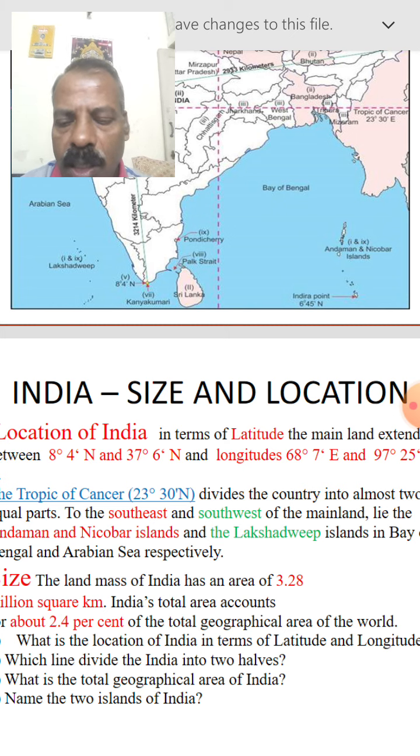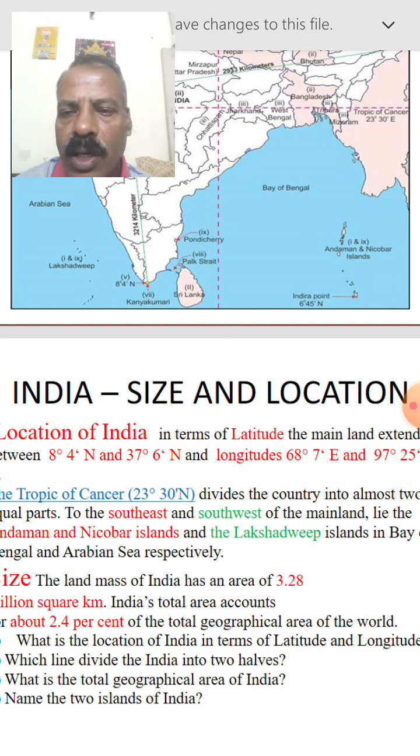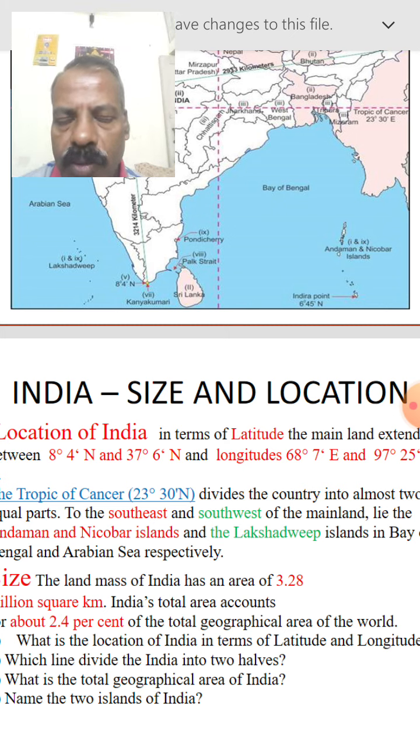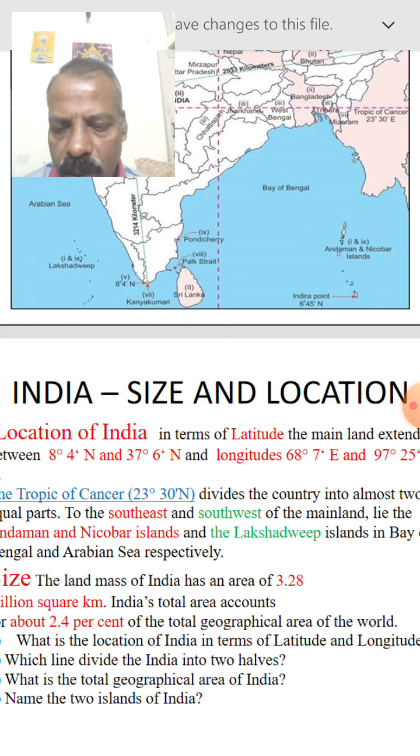See, what is the latitudinal and longitudinal extension of India? Latitude 8 degree 4 minutes to 37 degree 6 minutes north latitude, and longitude 68 degree 7 minutes to 97 degree 25 minutes east longitude. So this is the latitudinal and longitudinal extension of India.